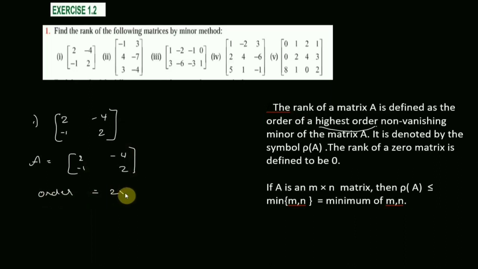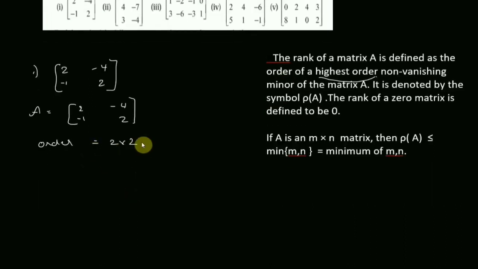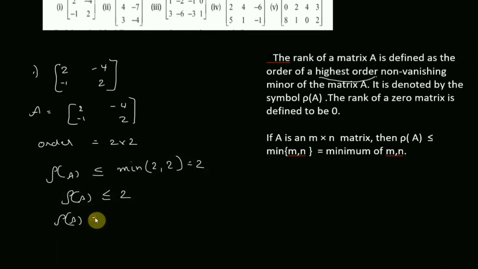So the order of this matrix is 2 by 2. The condition says the rank of a matrix will be less than or equal to the minimum of 2, 2. So rank of A is less than or equal to the minimum of 2 and 2. What is the minimum of 2 and 2? It is 2. So rank of A is less than or equal to 2. That means rank of A is either 0 or 1 or 2. It is not 0 because the rank of a 0 matrix only is 0. So it is either 1 or 2.